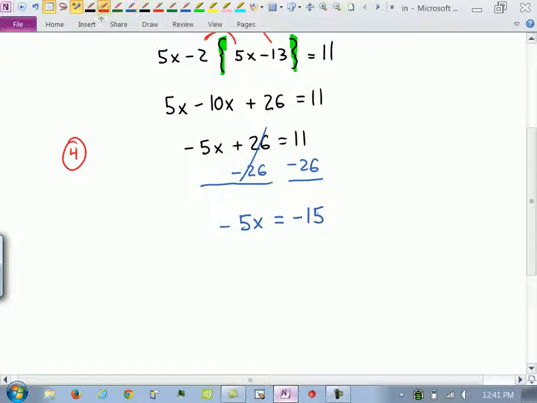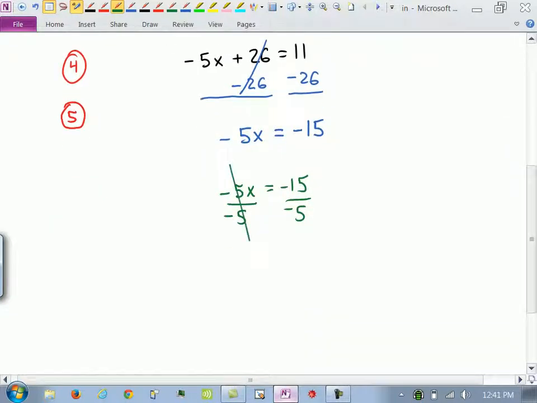So the fifth step from last class is to solve for the variable x. So I need to come in here, look at x. It's being multiplied by negative 5. To undo that, I divide by negative 5. Exactly what's out there is what I'm going to divide by. So I'm going to take my negative 5x equals negative 15. Divide both sides by negative 5.